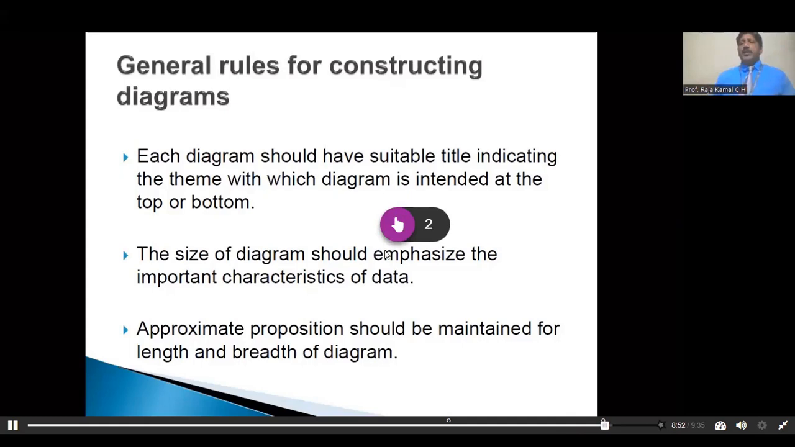And we have to keep in mind the size of the diagram, because in the diagram we are going to show and emphasize the important characteristics. You have to keep the size of the diagram in mind. It should not be too big and it should not be too small. And whenever you are drawing the diagram, it should emphasize the important characteristics of the data. You have to maintain proper length and breadth to get a proper size for the diagram.